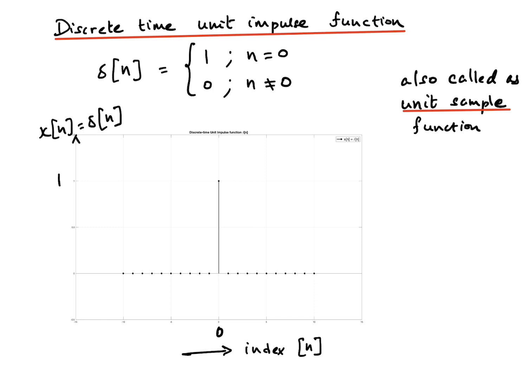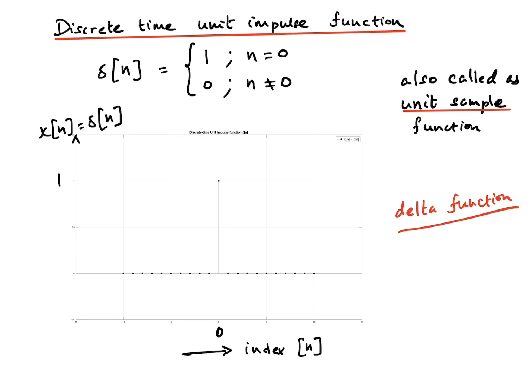Sometimes the impulse function is also called the delta function because we denote it by the Greek letter delta. So it means the same thing. It has three different names: it can be called unit impulse, unit sample, or sometimes even delta function.